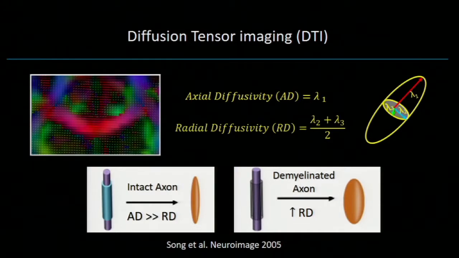Diffusion tensor imaging has been used widely in the clinical research studies of MS, because although this method is not really specific to myelin, it has been shown that radial diffusivity, which can be extracted from the diffusion tensor, is sensitive to reflect changes in demyelinated axons. However, this RD can also reflect changes due to inflammation as well as due to edema. Therefore, this is not a very good measure of myelin.